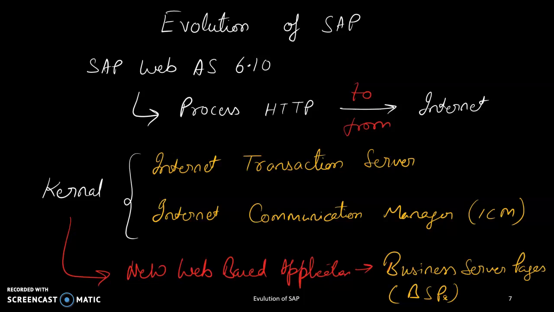The SAP kernel was enhanced to include a process known as Internet Communication Manager, ICM, to achieve this functionality. The kernel uses the ICM to directly handle HTTP requests, allowing for new web-based applications, for example, Business Server Pages. Incoming web requests are received by the ICM, which uses the URL to decide where to forward the request.